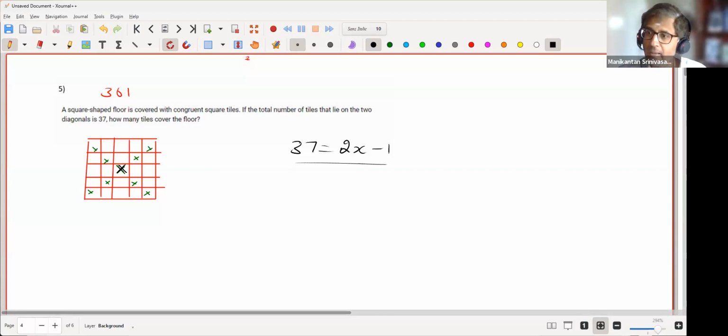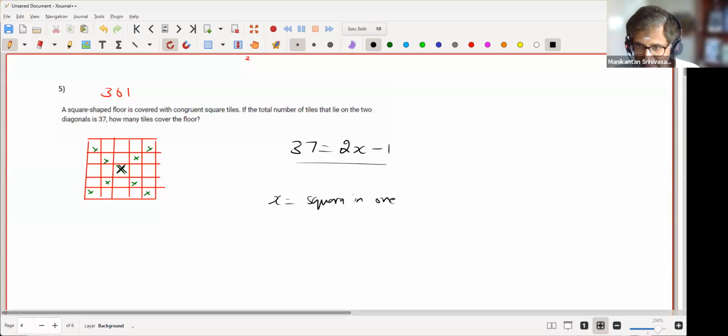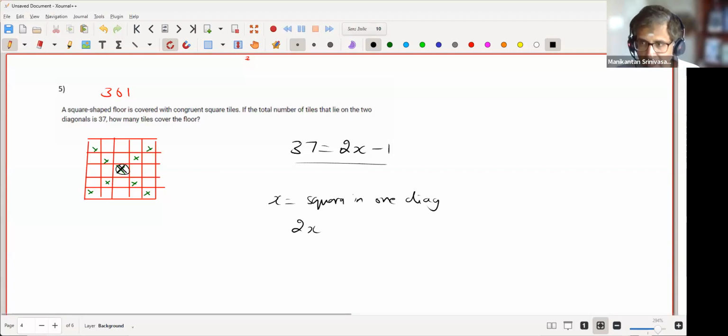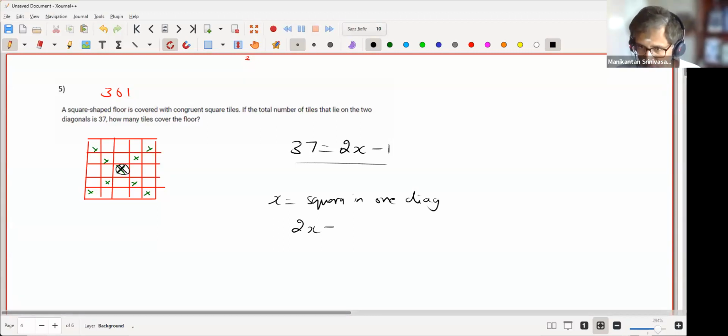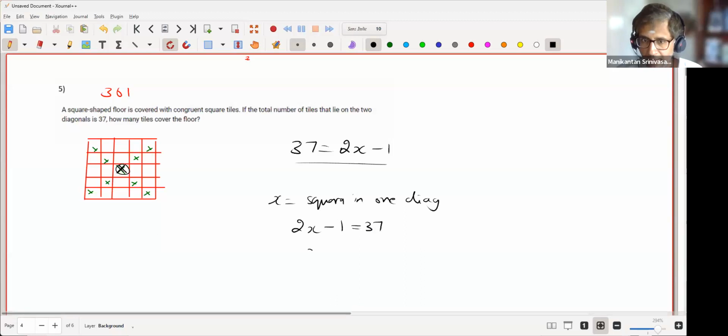Let X be the number of squares on any one diagonal. So X is the squares in one diagonal. Therefore, you have 2x, as there are 2 of them. But then this square is getting double counted, and therefore you wrote 2x minus 1. But you should be able to explain this, Neve. It's not enough to write it. You should be able to explain it as well.